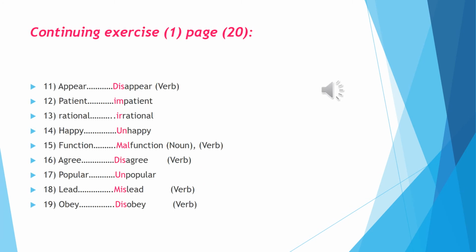Again, be aware of the words. So, for example, the word appear is a verb. The opposite is disappear. If we move to number 15, function, maybe it's a noun, maybe it's a verb, but fortunately they have the same prefix.